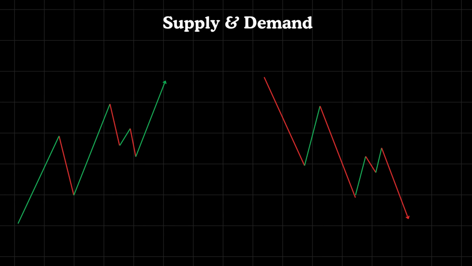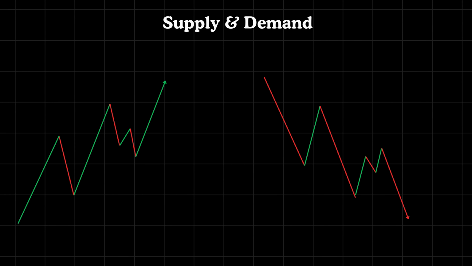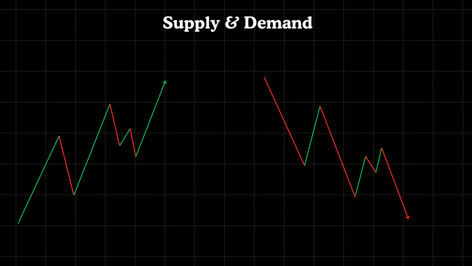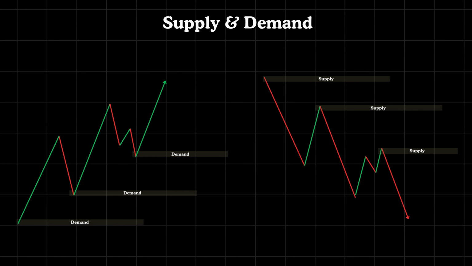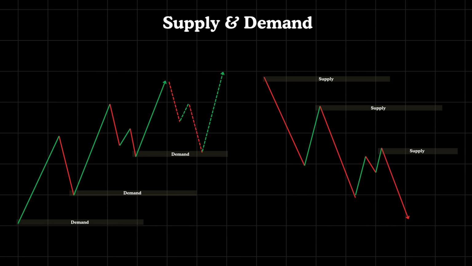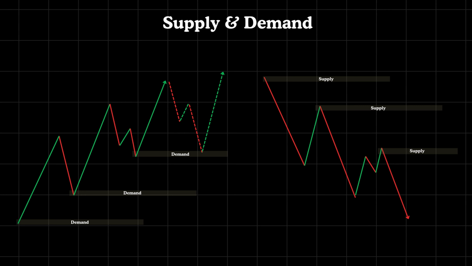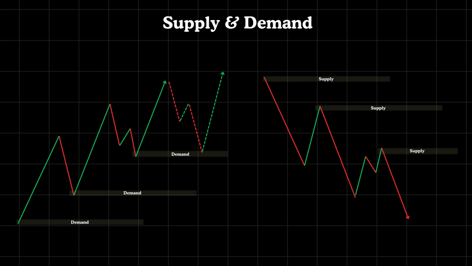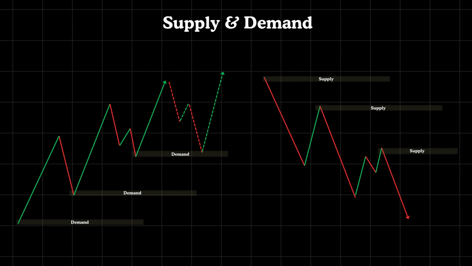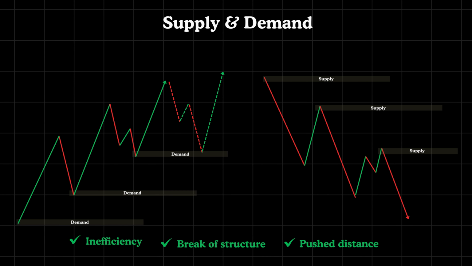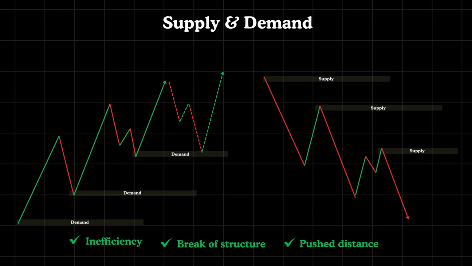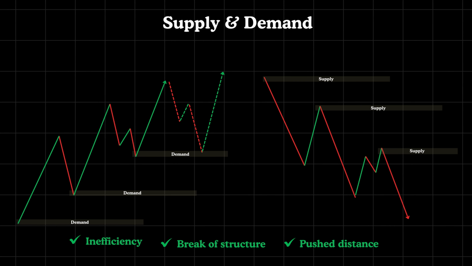Supply and demand are key zones on the chart where traders have entered positions, causing the price to move sharply away from that area. Typically, we mark the start of this strong move as the supply or demand zone, and we anticipate the price to react to that zone when it returns, based on how market participants behave. However, to identify strong supply and demand zones, there are several crucial elements to take into account: inefficiency, break of structure, and push distance. Each of these factors plays a vital role in confirming the validity and strength of the zone.